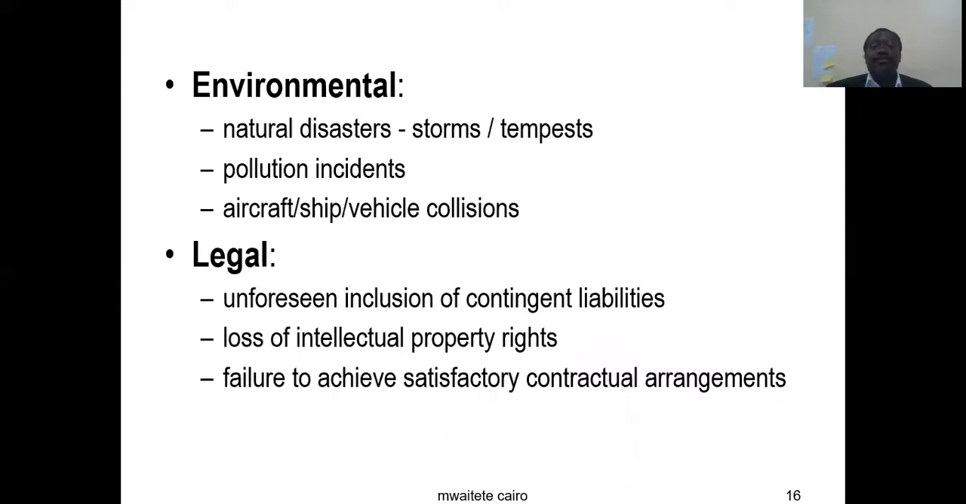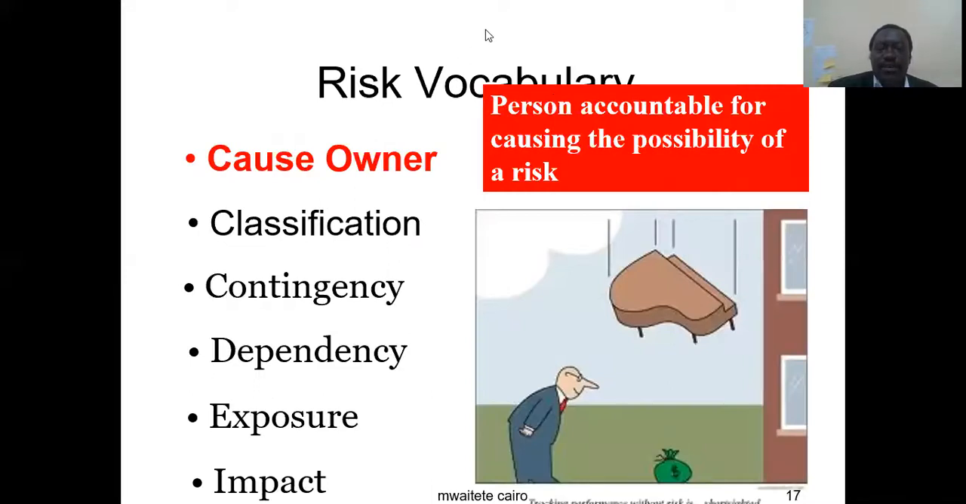For environmental, there can be natural disasters, storms, pollution incidents, and so on. Others can be legal, and so on. All these are the issues that you, as a manager, need to control. At least if you cannot control them, you need also to develop analysis about those risks.